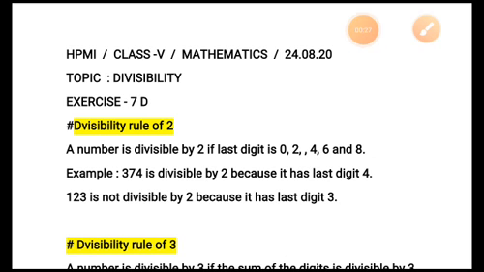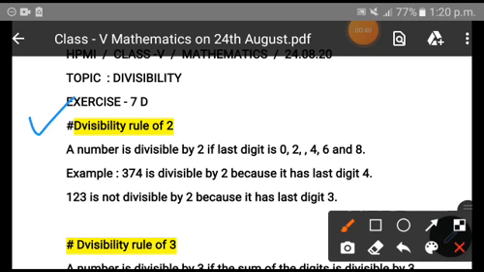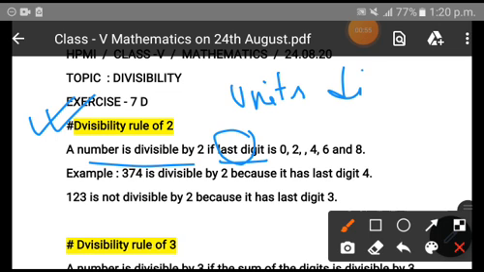So, before we come into the sums, I am going to teach you the different rules of divisibility, that is, divisibility rules of different numbers. At first we are going to learn the divisibility rule of 2. Here the condition is that the number is divisible by 2 if the last digit, that is the units digit, the digit in the ones place, is 0, 2, 4, 6, or 8.